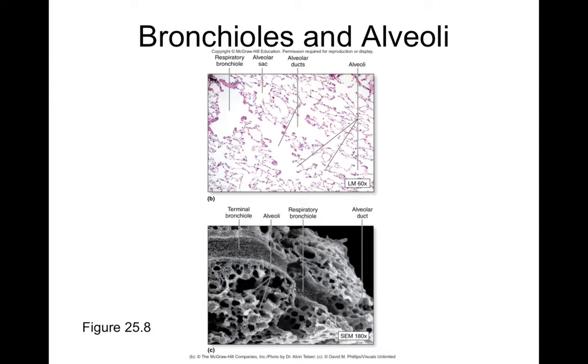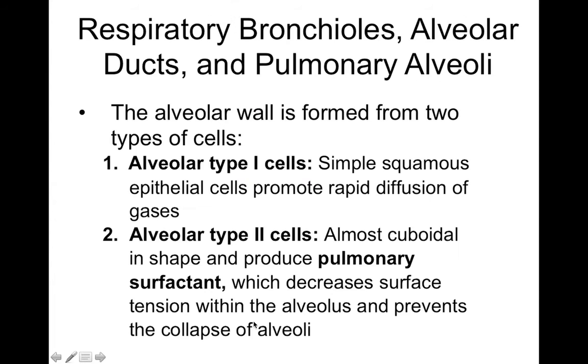So you can actually help eliminate carbon dioxide from your bloodstream in these areas, as well as help pick up oxygen into your bloodstream from these parts of your lungs too. So remember, respiratory bronchioles, alveolar ducts, and alveoli are part of the respiratory portion of your lower respiratory tract. And this is what it would look like underneath an electron microscope. You can see it's actually a lot of wide open spaces in your lung tissue.